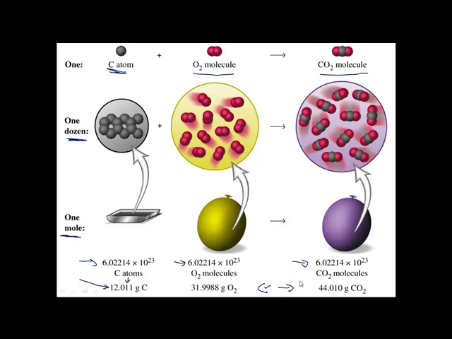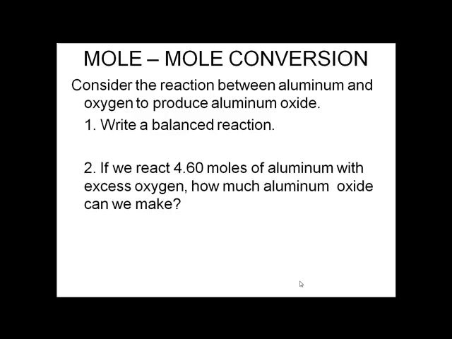Let's look at now a little more, we'll actually have to do some math here. A mole-mole conversion. These are the easiest type of conversions for us. Consider the reaction between aluminum and oxygen to produce aluminum oxide. Write a balanced reaction. All right, so first up, we have to think about our reactants. Our reactants are aluminum, Al, oxygen, O2, and we're going to get aluminum oxide.